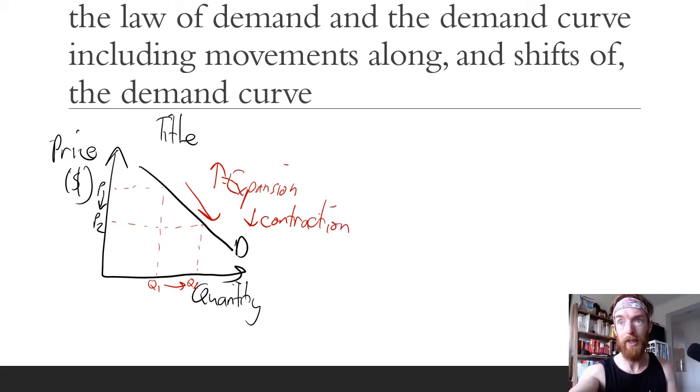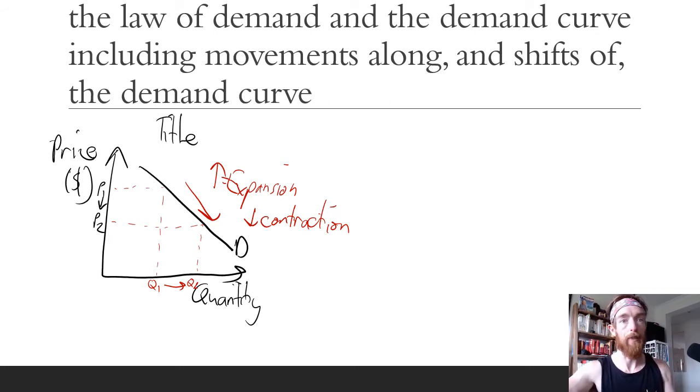Or you might get a multiple choice question like, which of the following would cause an expansion in quantity demanded? And you just need to say a decrease in price, or whichever option is a decrease in price. People often get that wrong or get movements confused, but that terminology is incredibly important.